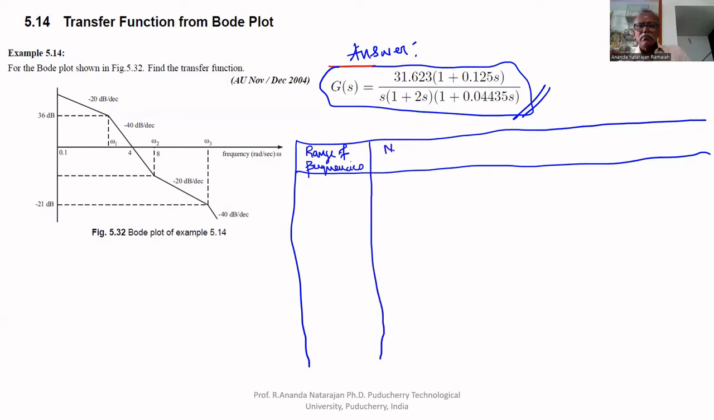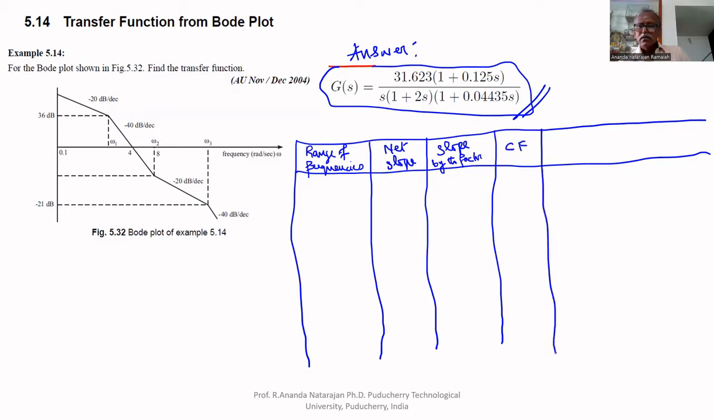Then the net slope, we are writing in the reverse order. Then the slope given by the factor. Then we have to write the corner frequency, again in the reverse order. Then we have to write the factor. So this is the way by which we have to find it.